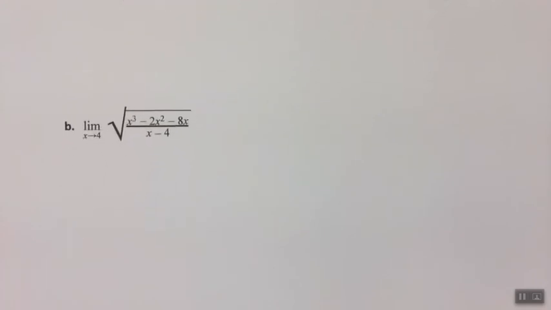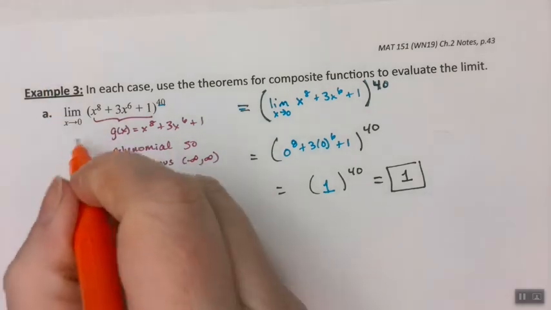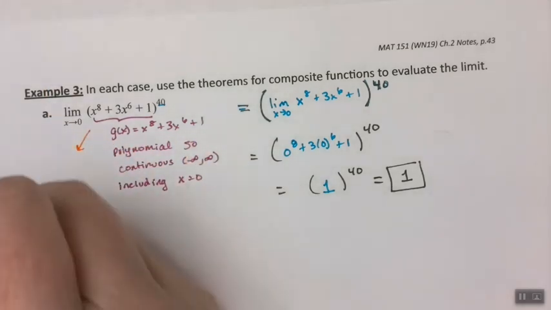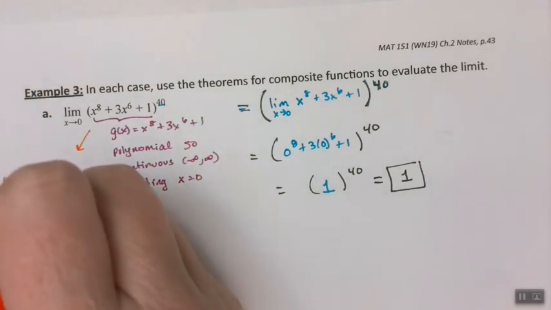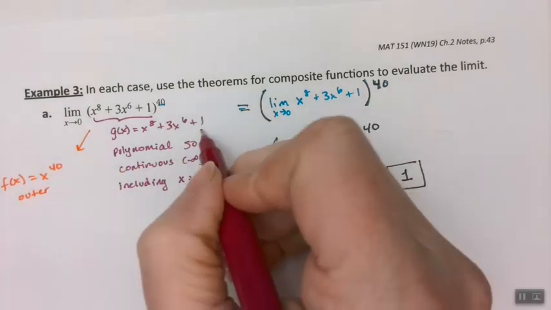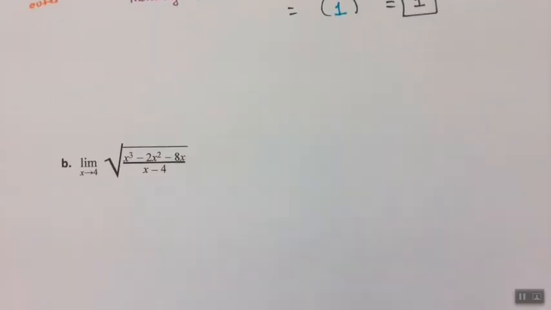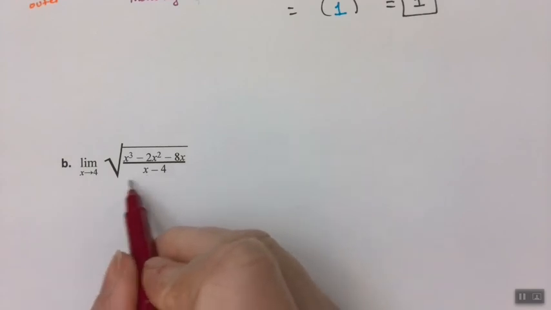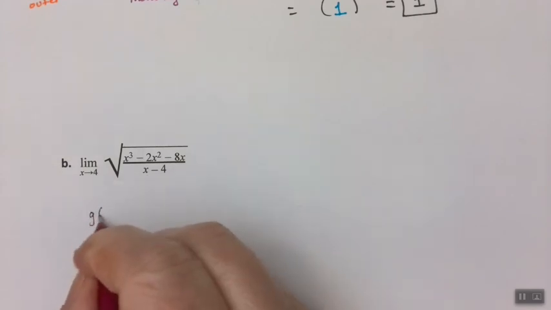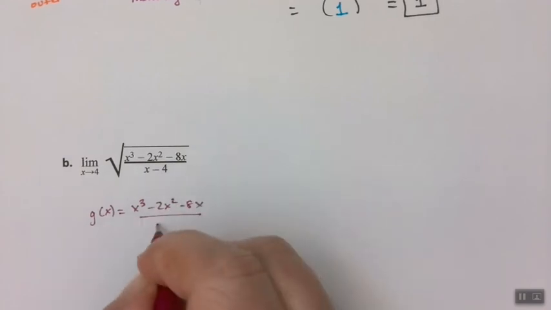The next one's going to be slightly more complicated. But you'll notice that you have an outer function and an inner function. Oh, I never actually mentioned what the outer function was on the last one, but let me just mention. f of x would be x to the 40th, right? So this was the outer function, and that g of x was my inner function. So for this one, letter B, the inner function is this very elaborate g of x equals x cubed minus 2x squared minus 8x over x minus 4.